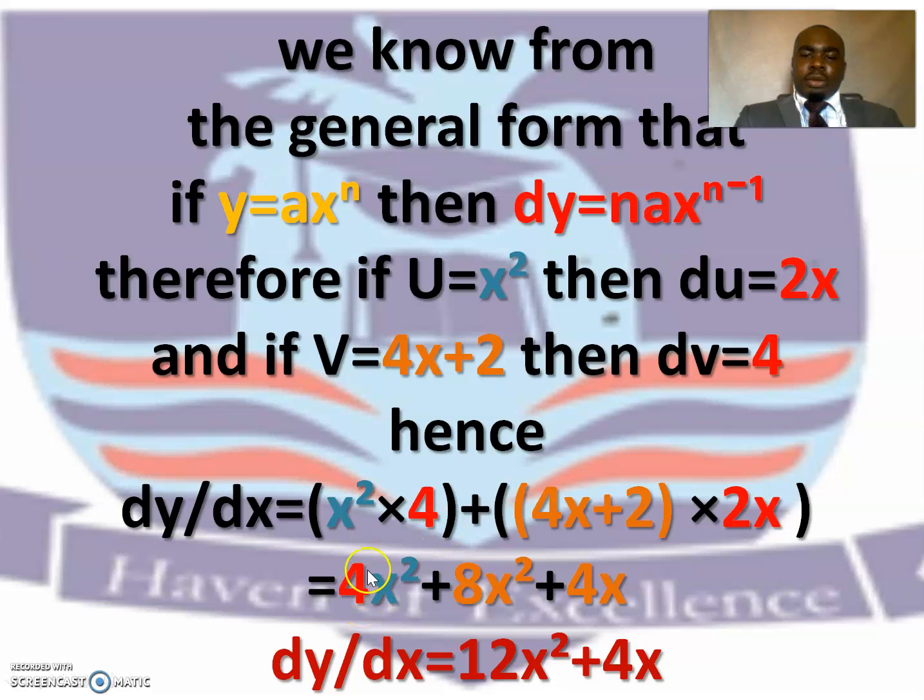x squared times 4 will get 4x squared. 4x times 2x will have 8x squared. 2 times 2x will have 4x. So adding these together, we have our dy/dx equal to 12x squared plus 4x. And that is how we apply product rule.